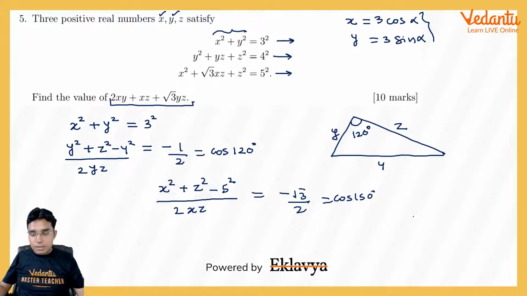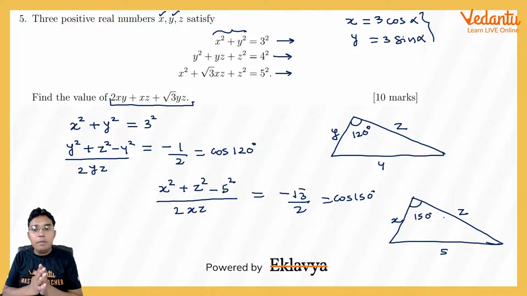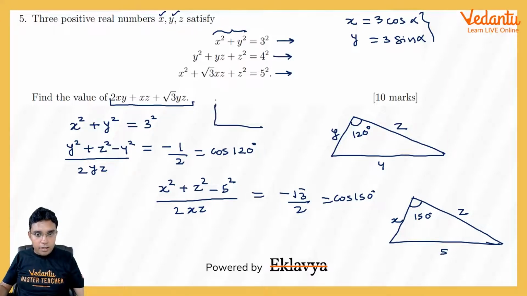So this also gives us the idea of another triangle whose one side would be x, one side would be z. This will be 5 here, and this angle will be 150 degrees. Now how can we make such three triangles? Here also we have a right angle triangle whose hypotenuse is 3 and two sides are x and y. So to have such three triangles interconnected, you can see y is common in these two, z is common in these two, and x is common in these two.